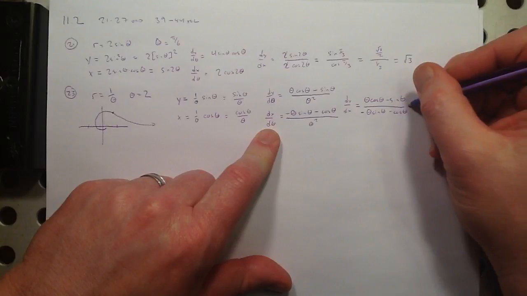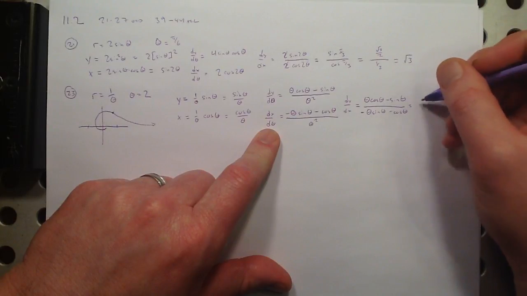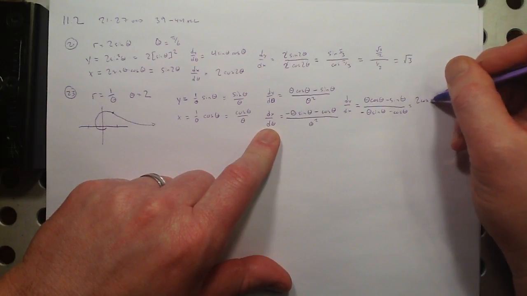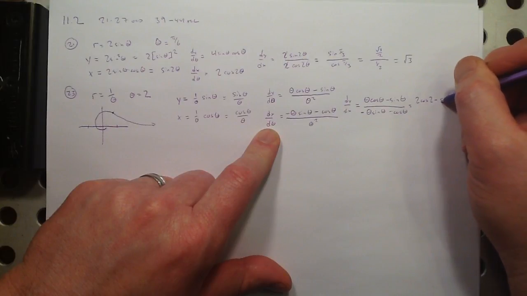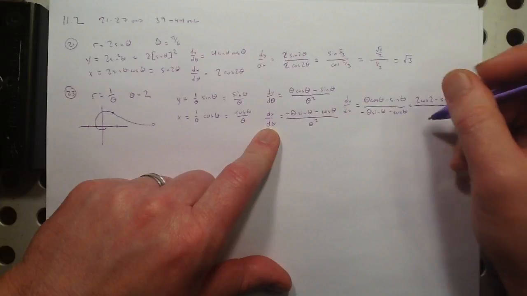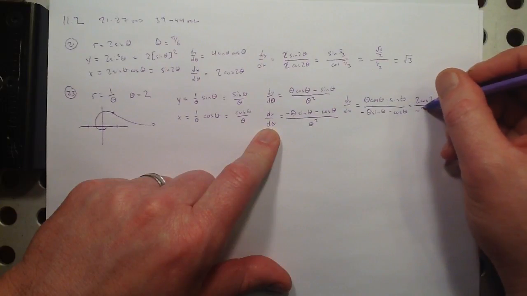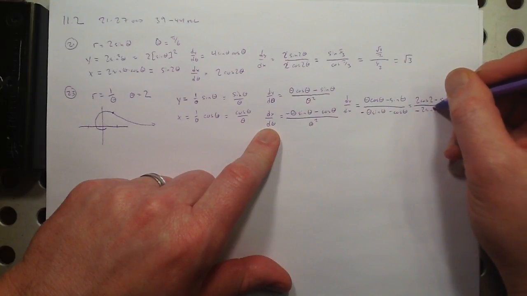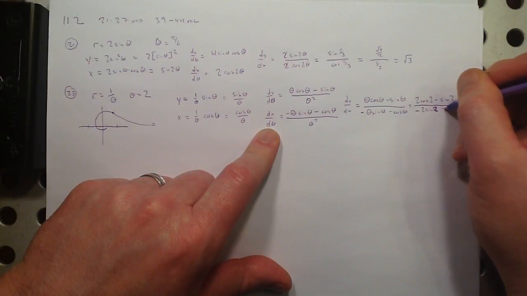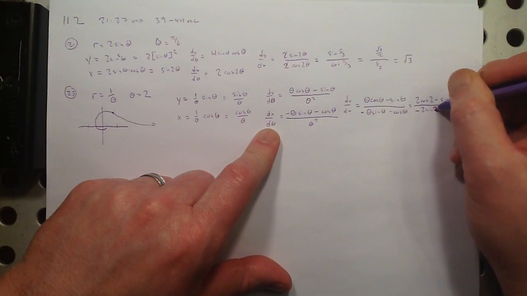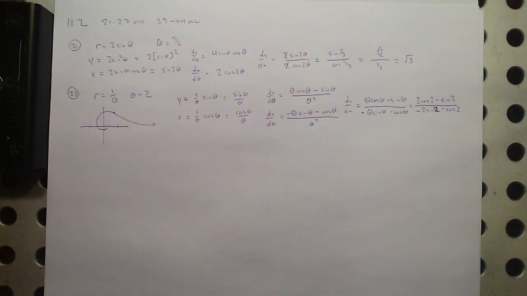And plugging 2 in, I get 2 cosine of 2 minus the sine of 2. That's not a nice angle, nothing really we can do about that. And then minus 2 sine of 2 minus the cosine of 2. There might be a little bit of simplifying you could do there if you multiplied by a conjugate or something like that, but I don't think there's any great advantage to be had there.